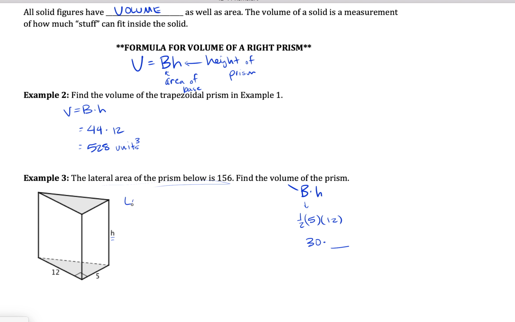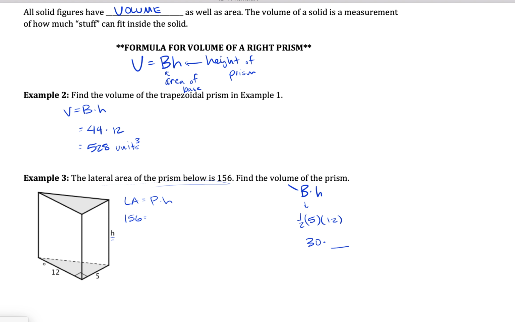We're going to take our formula for lateral area, LA equals P times H, and we are going to solve this. We're going to put a 156 for our lateral area. We're going to quickly calculate the perimeter of that base. It's a right triangle. Of course, we're missing this side right here.